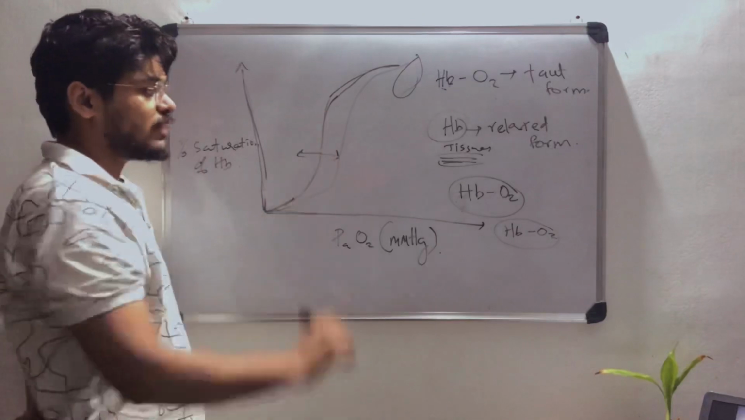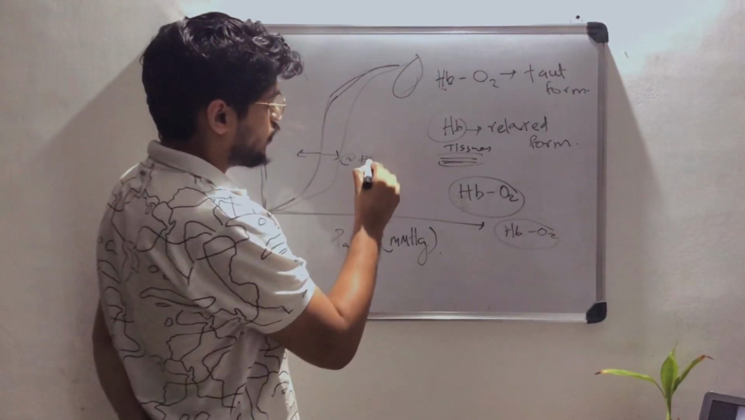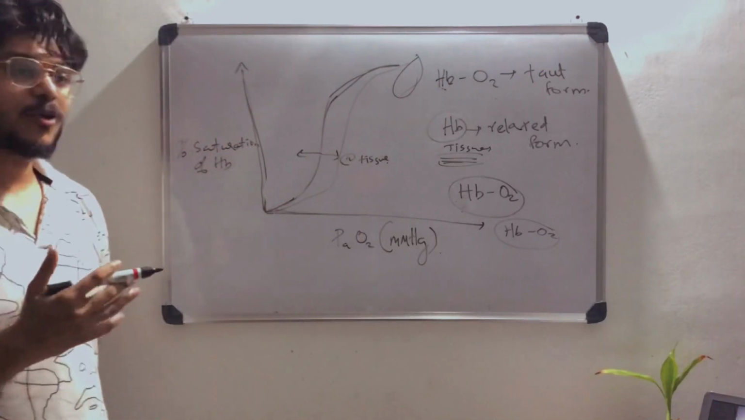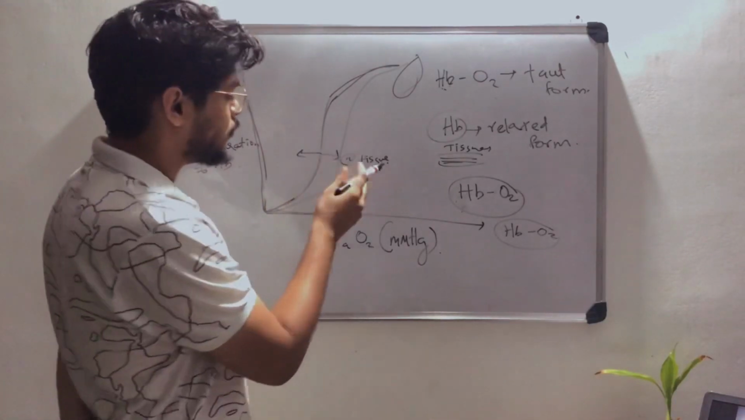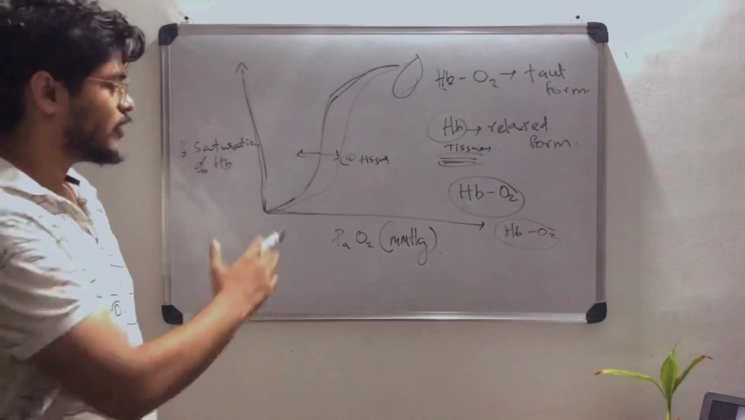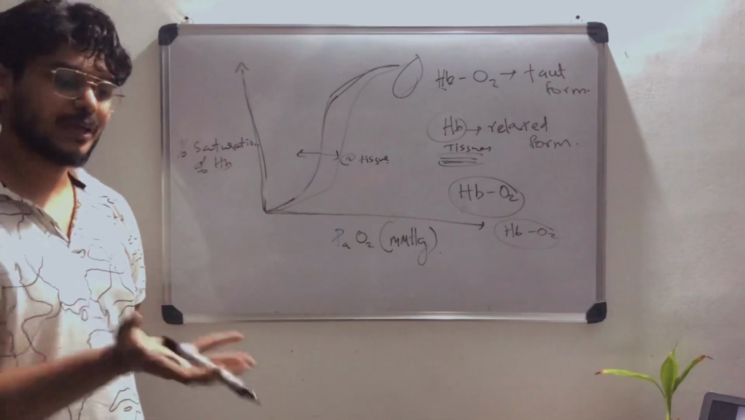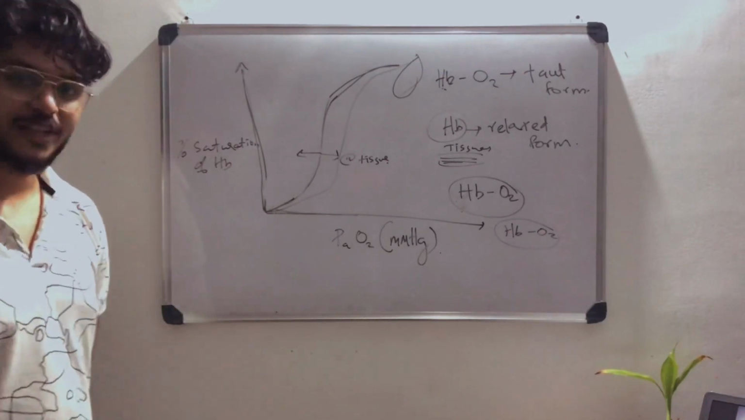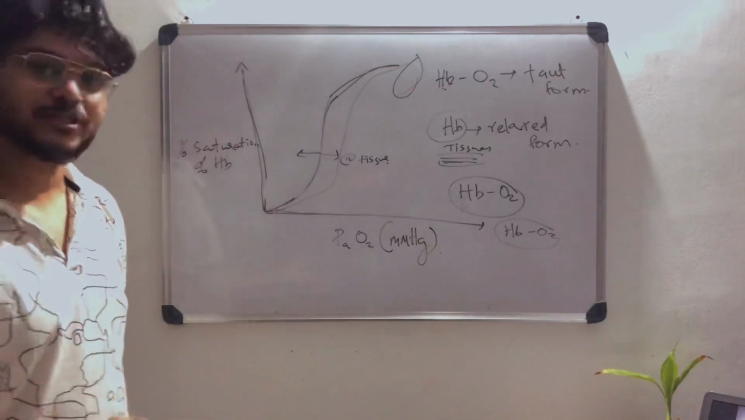So when is this curve shifted towards right? At tissue. At tissue level, we want hemoglobin releasing oxygen, right? So hemoglobin's affinity to oxygen is reduced when it's shifted towards the right side, because more oxygen should be available to bind to hemoglobin. That means hemoglobin is not ready to take up oxygen, right? It's releasing the oxygens.